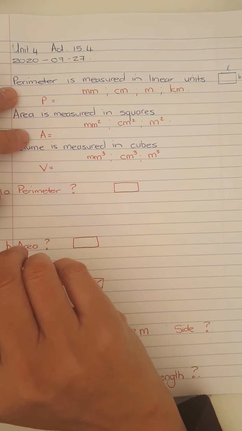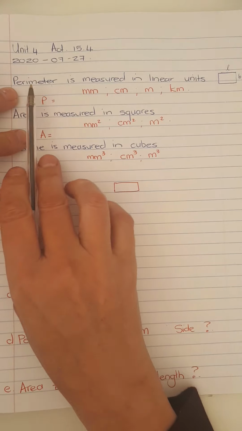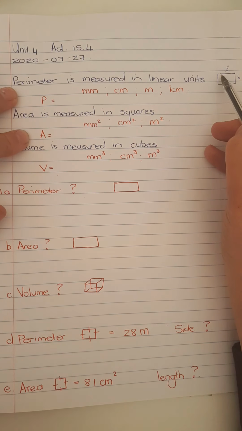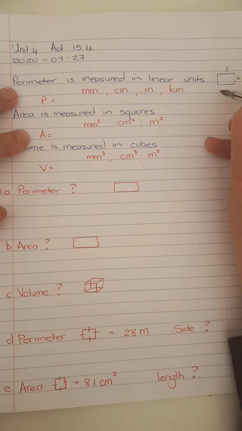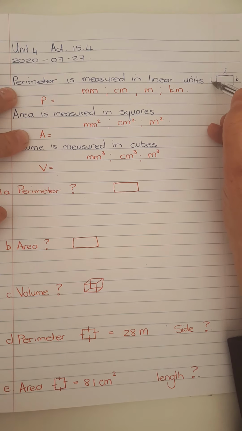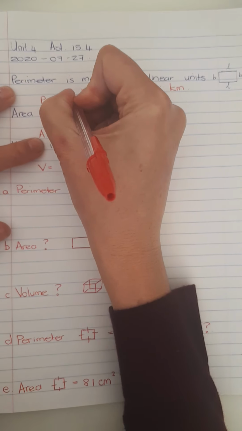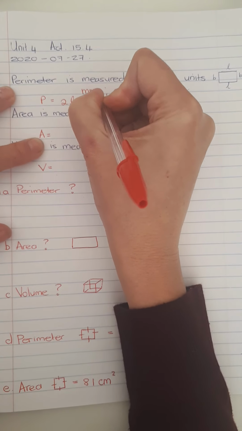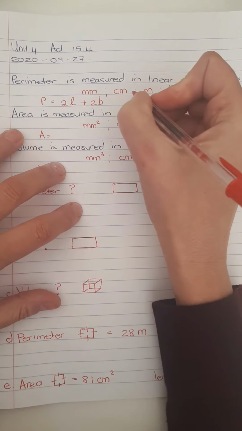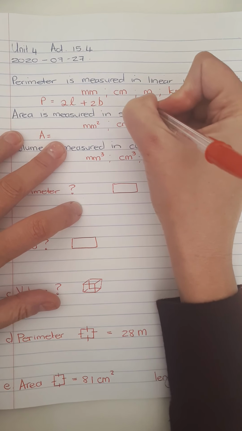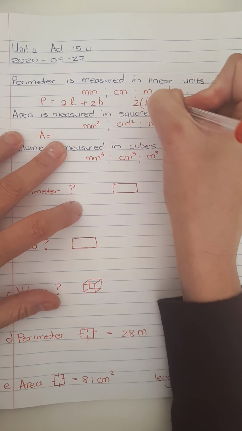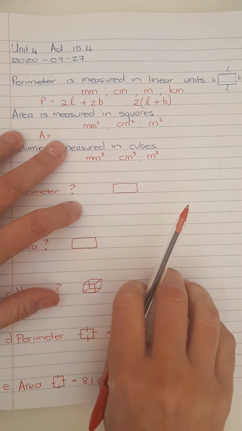Now, do you remember the formula for perimeter? Perimeter will be 2 times the length, because I have the length there and the length there, plus 2 times the breadth, because it's that length plus that length, and that length plus that length. So perimeter will be 2 times the length plus 2 times the breadth. You can also write that as 2 times the length plus the breadth. Any one of those two formulas is acceptable.